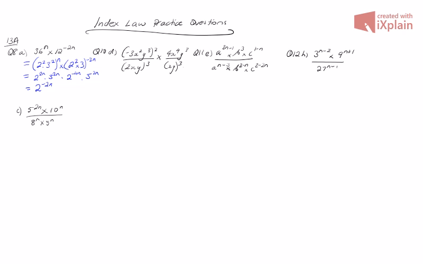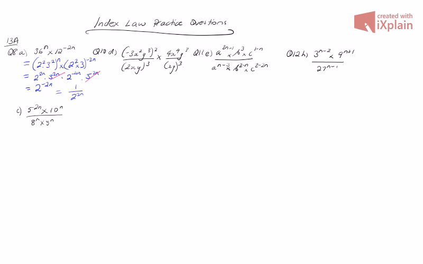And if you have a look at the base 3s, you've got 2n and negative 2n. They actually cancel out. So we're just left with 2 to the negative 2n. And if we were to tidy that up, that's going to be 1 over 2 to the 2n. Awesome. Next one, it's exactly the same thing.